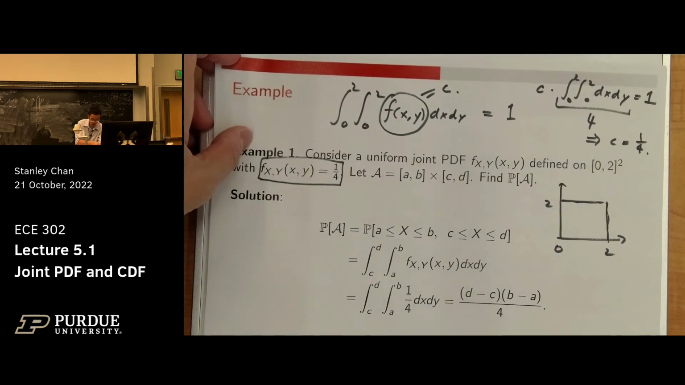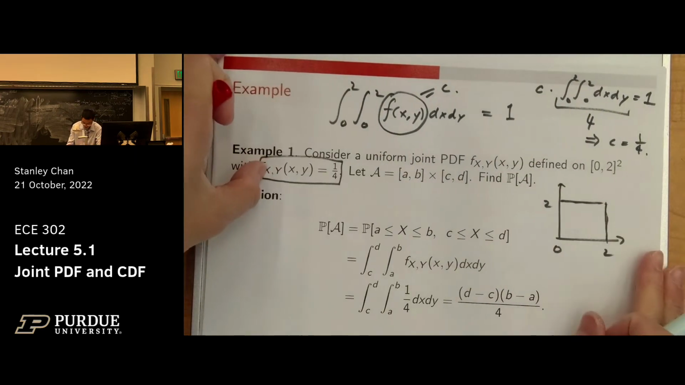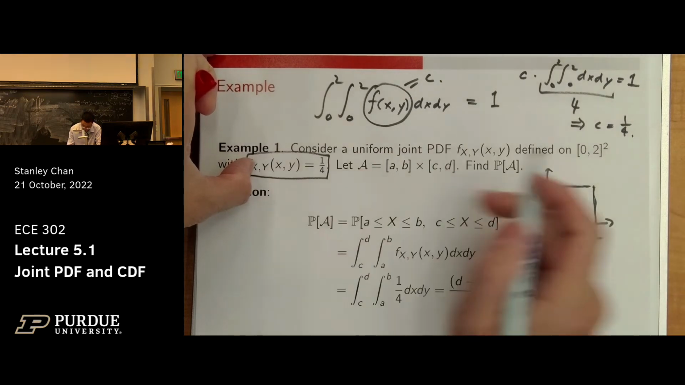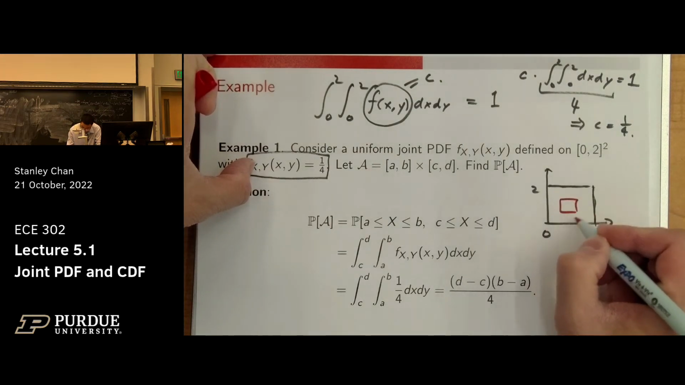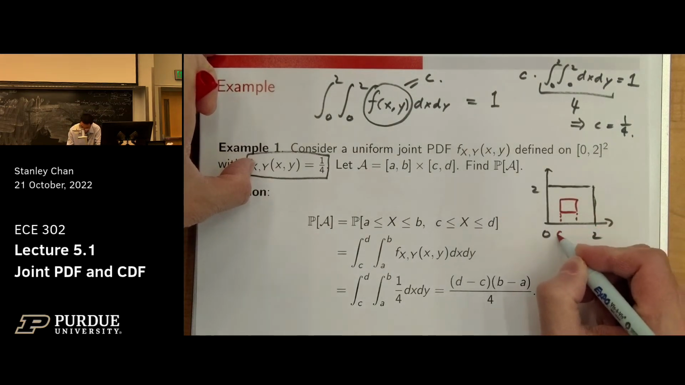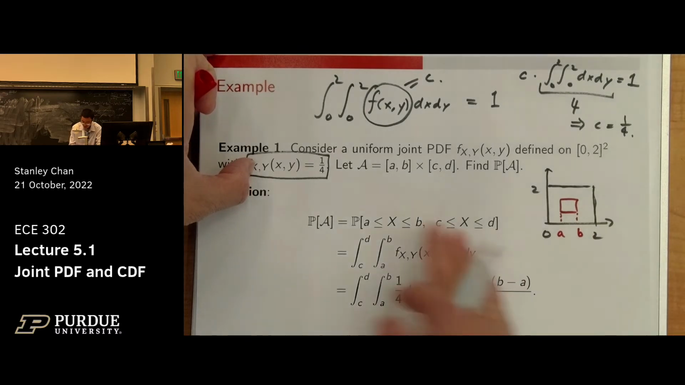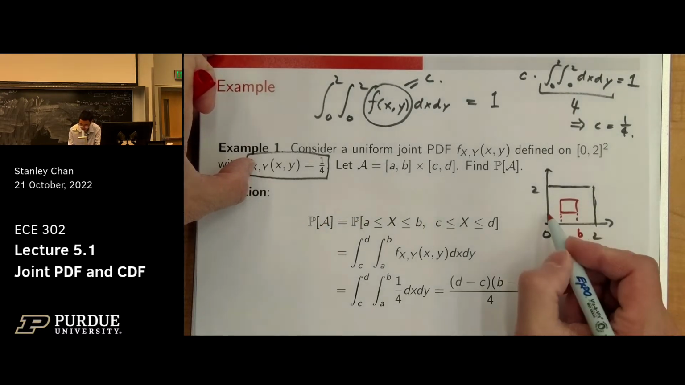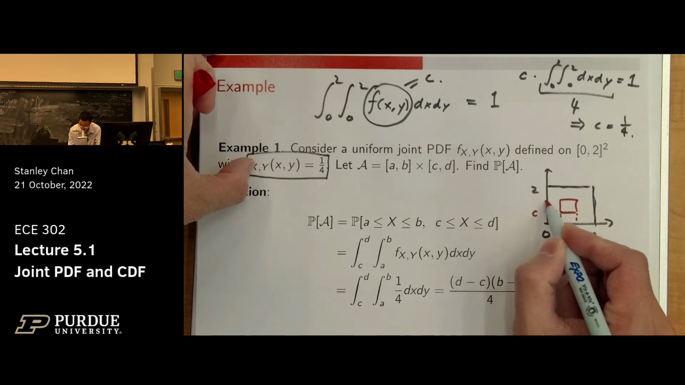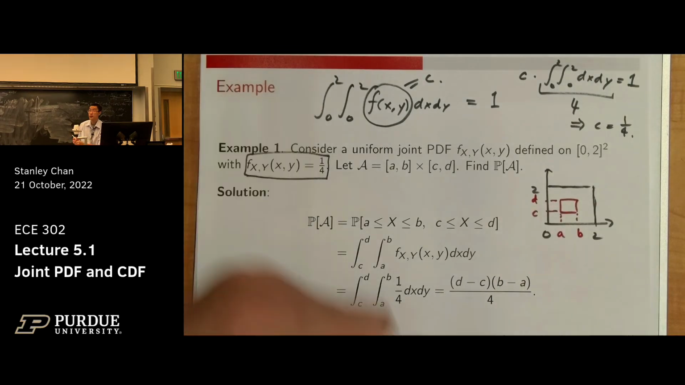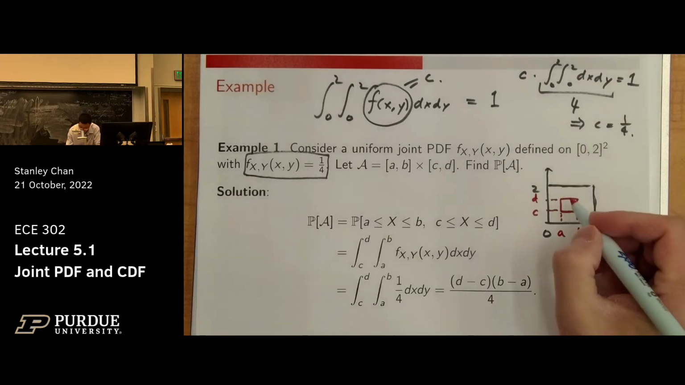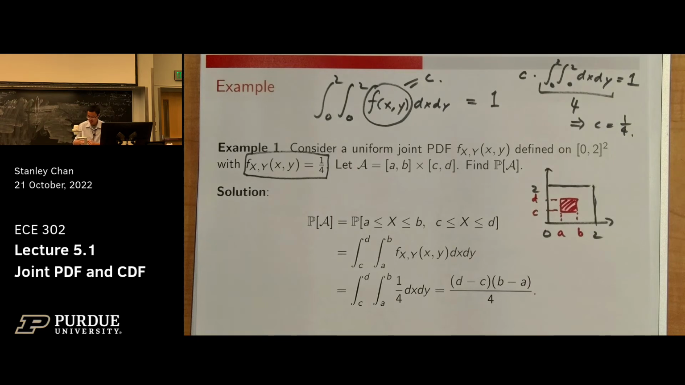And then I will specify the region, call it the event A. So that will be from A to B, right? So this is the x-axis. The y-axis is from C to D. So that is the y-axis range. And I ask, what is the probability of having that event, which is the area of this little square here?